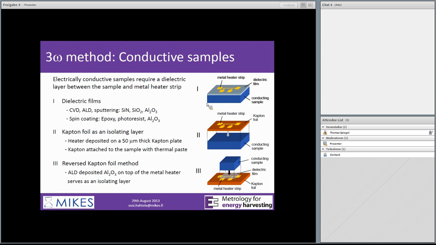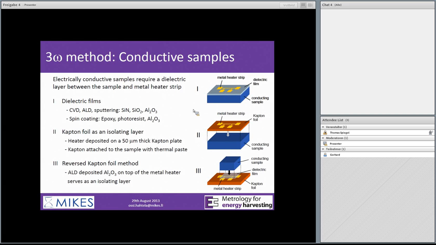However, we noticed in this work that some sample materials are quite difficult in terms of using these traditional deposition methods. The adhesion of the dielectric layer might be so poor that the dielectric layer stripped off, or there might be pinholes through the dielectric layer so that there was more or less current leakage from the metal heater strip to the sample material.